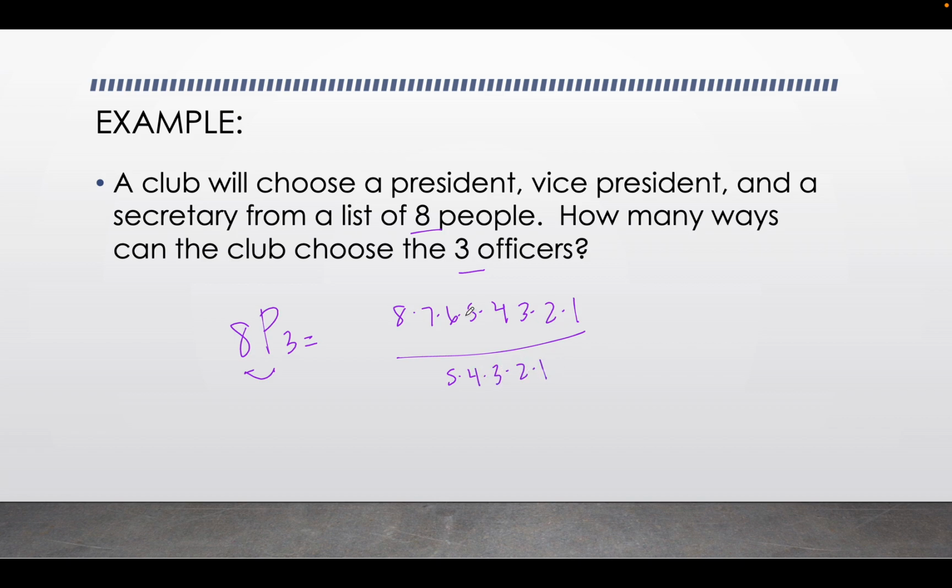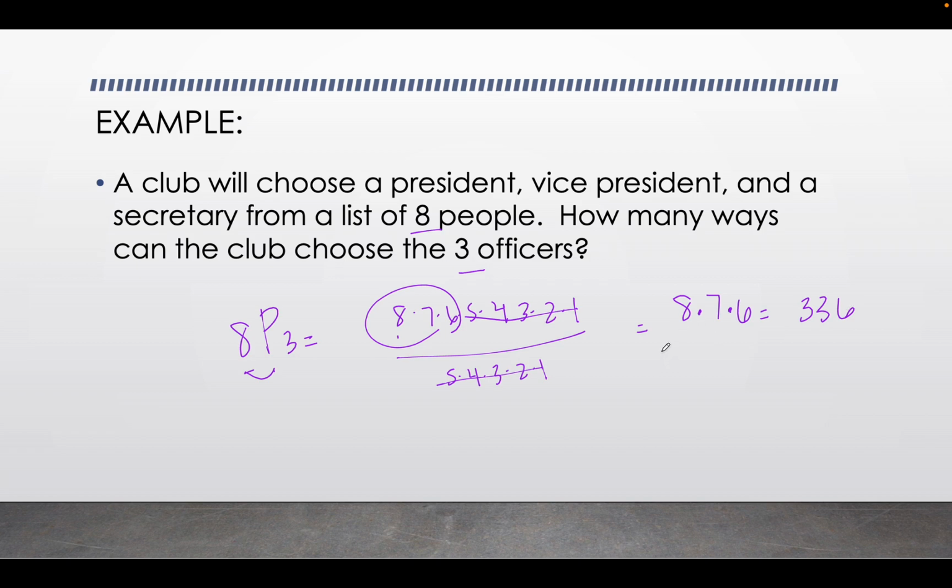And again, we see that the 5 factorials will cancel, leaving us with: we have 8 people to choose from for the first office. Then once I choose that one person, I now only have 7 people to pick from for the second officer, and then 6 people to pick from for the third officer, which is a total of 336 possible combinations.